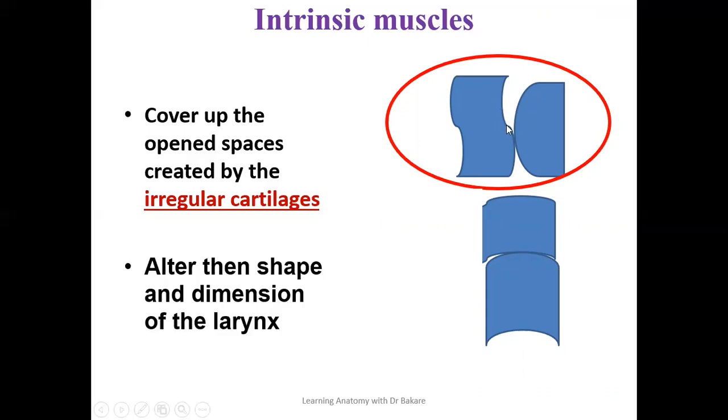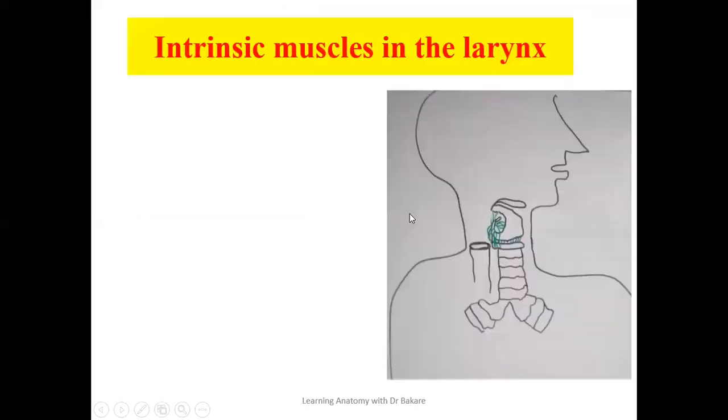What they do also is that they tend to alter the shape or the dimension of the larynx because they connect one cartilage to the other. They have the capacity to contract or relax, thereby bringing them closer or further, depending on the situation at hand. So they have the capacity to alter the shape of the larynx. That's another function that they do, apart from covering up the spaces that are created by the irregularly shaped cartilages.